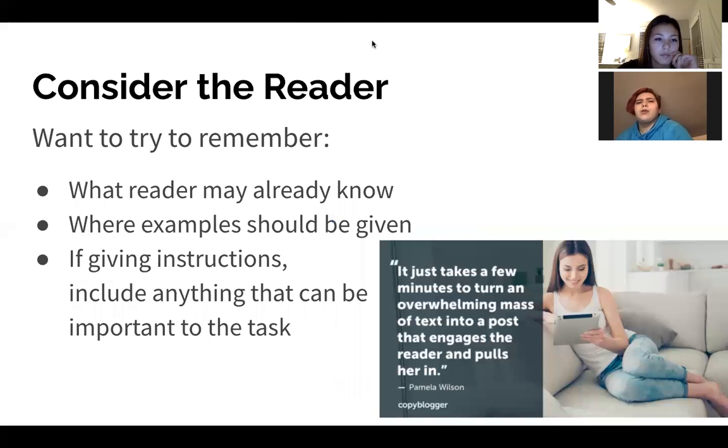Consider the reader. As you write your process analysis essay, you want to try to remember a few things. You want to think about what the audience may already know, therefore thinking of any words that may need definitions if they're specific to the topic. Putting in some examples as well can help the reader understand the topic more. If there are instructions from a directive process analysis essay, you want to include anything that can be important to the task, such as any supplies needed, any problems that can happen, and the expected results of the task.